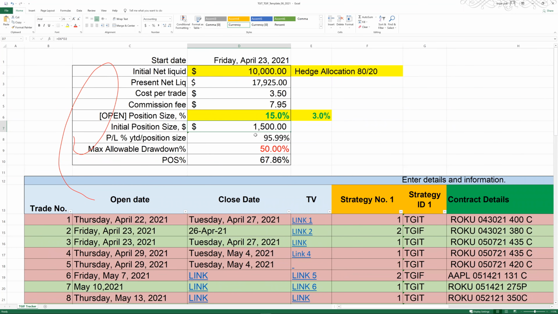When I started that campaign, let's just say I used $5,000. Well, in this case, I used 10, right? Then that could be $10,000 of a $100,000 account. So it's 10%. So I've said, okay, I'm going to allocate 10% for this TGIT.